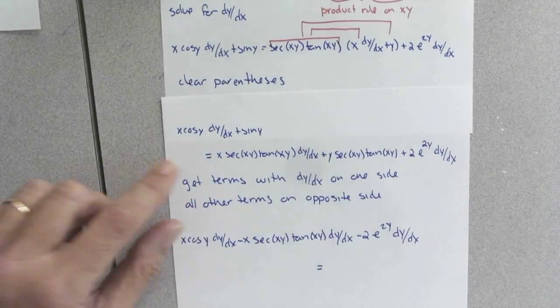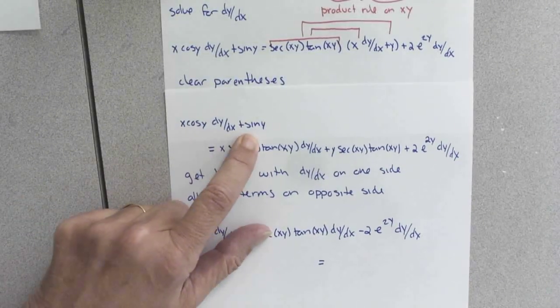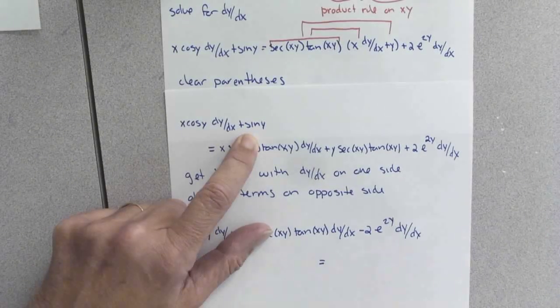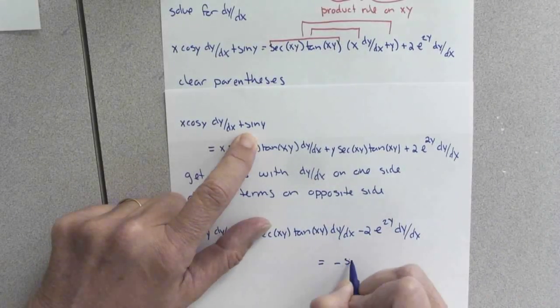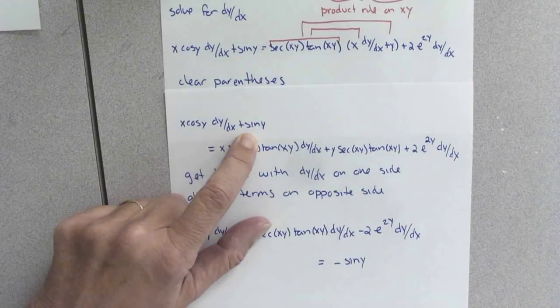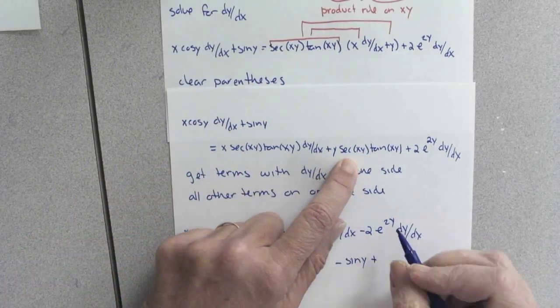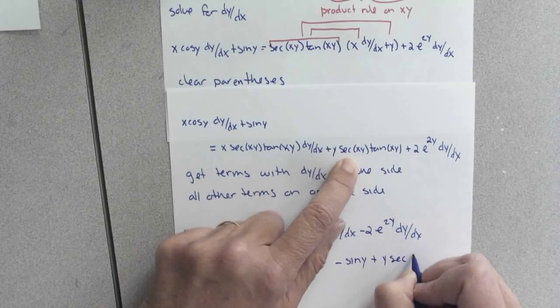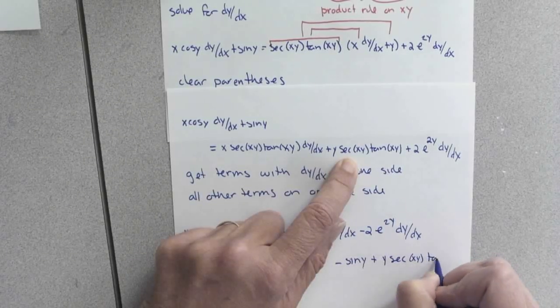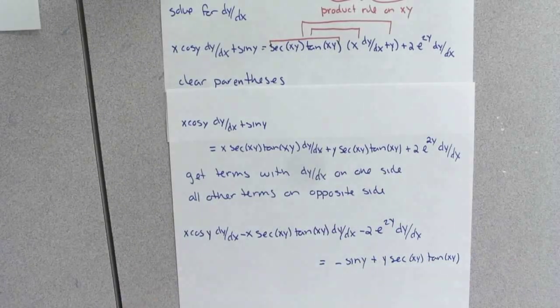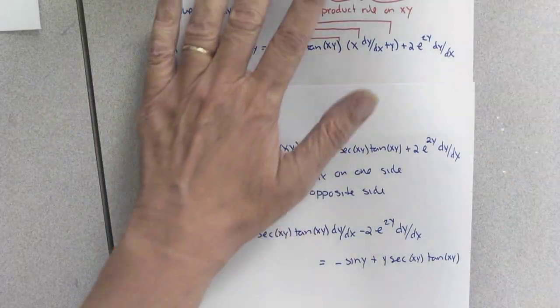So equals. Okay, there was a sine y that was on the left. Move it to the right, so minus sine y. That we moved, and that guy we still have. So plus y secant xy tangent xy. So all the dy/dx terms on one side, all the non-dy/dx terms on the other side.